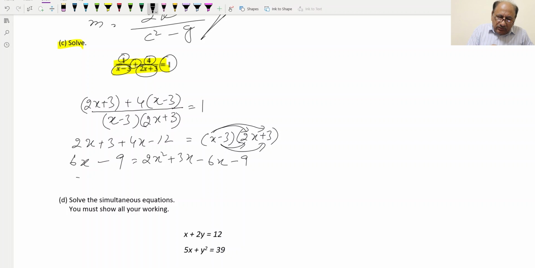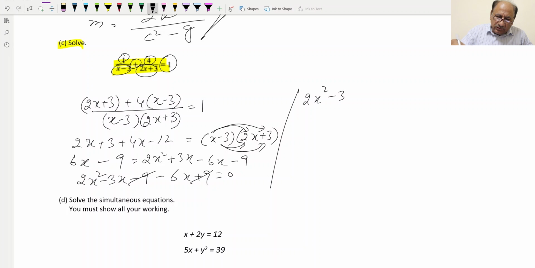And now we can shift these two to the other side to get the quadratic equation, and then we'll be adding like terms, so 2x squared plus this will be minus 3x and minus 9, and this will be minus 6x plus 9 is equal to 0. Plus and minus 9 will be cancelled, and the equation which we'll get will be 2x squared minus 3x minus 6x will be minus 9x, and equal to 0.